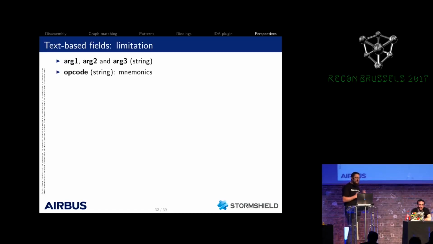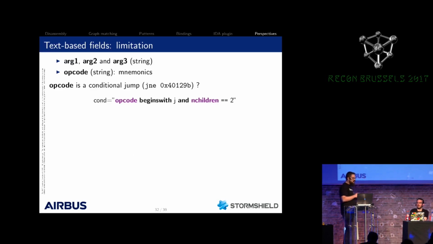So, the perspective: some limitations of our tools. All the arguments, instructions, opcodes, and so on are in our strings. So sometimes we have to do some dirty hacks, for example here for the conditional jump. We want to match an instruction string that begins with J, okay? And we want the node to have two children, because in the graph, the instructions with children are calls and conditional jumps. So we are lucky, calls begin with C, so okay.